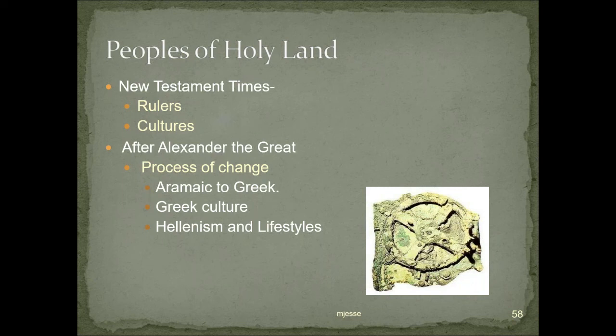By New Testament times, the people of Israel had been subjected to a variety of rulers and cultures. After the defeat of the Persian Empire by Alexander the Great of Greece, a process of change begins to occur throughout the Near East. The common language of Aramaic begins to be replaced with Greek, linking the Near East with the Mediterranean world. Also, Greek culture begins to spread eastward. Hellenism begins to create uniformity in lifestyles, unlike the Persians, who encouraged subjects to retain their identity, religion, and culture. So a very different response.